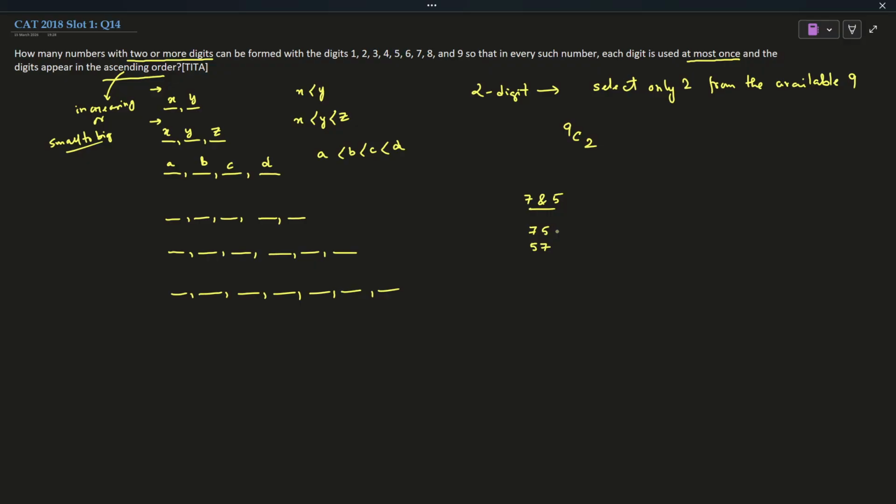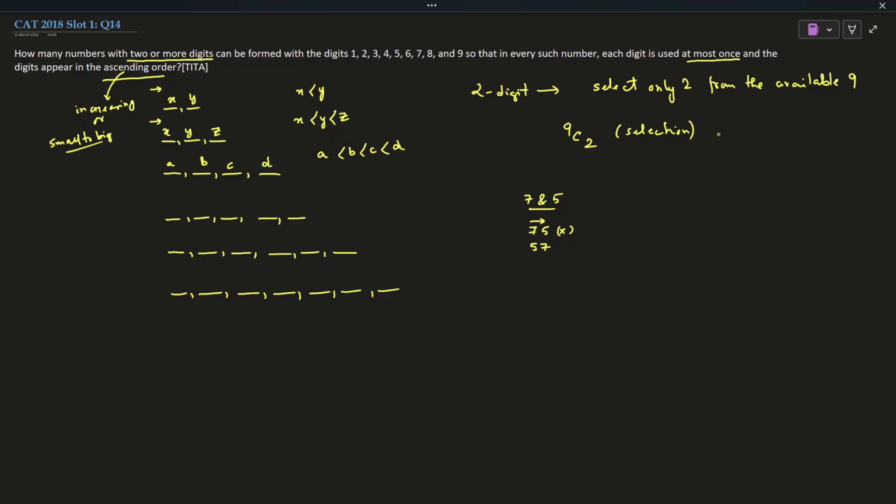But is this possible, guys? 75 is not possible. Why? Because this is not increasing, right? This is decreasing. That means there is only one way of arranging. This is selection, okay, but after selection, you have to arrange the numbers in ascending order.